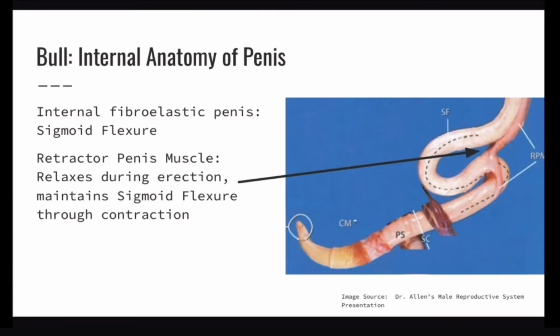The sigmoid flexure of the penis results from being flaccid and the contraction of the retractor penis muscle. Here's the sigmoid flexure, shaped like an S, and here's the retractor penis muscle. When an erection occurs, the retractor penis muscle relaxes. The retractor penis muscle is smooth muscle, and it also forms the shaft of the penis, which is this whole thing right here.